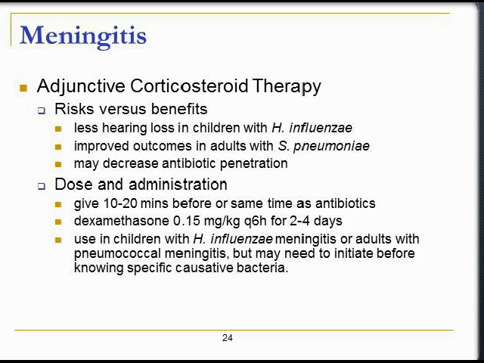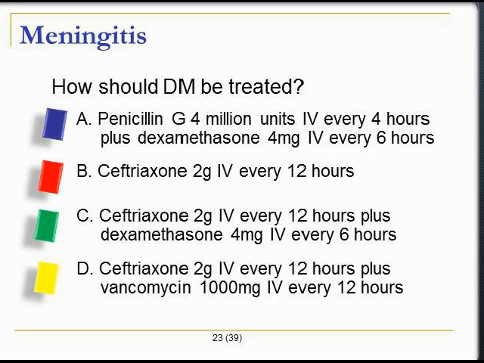And that's used where they have seen benefits. So we use it in kids with H. flu meningitis, which doesn't really happen anymore because of the vaccine, and then adults with strep pneumo meningitis. So the correct answer, because this patient has gram-negative cocci, which are going to be Neisseria and not strep pneumo, you really don't need dexamethasone.